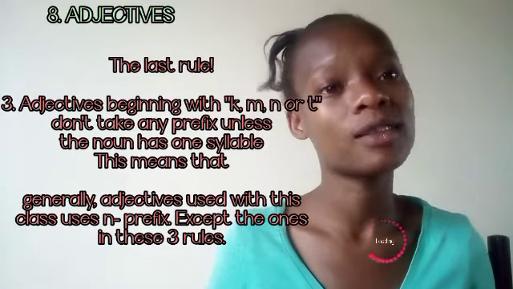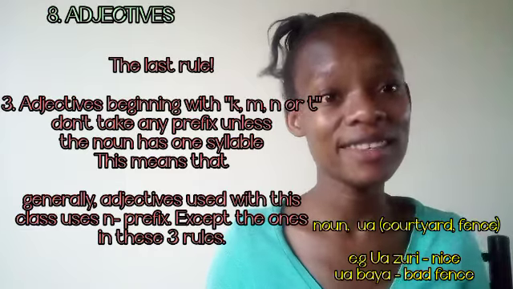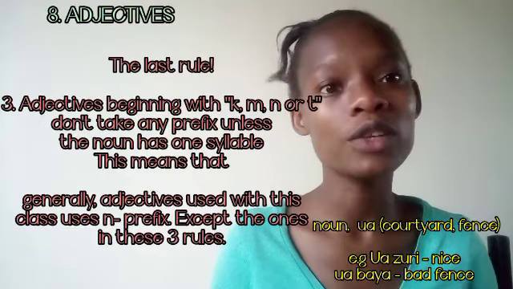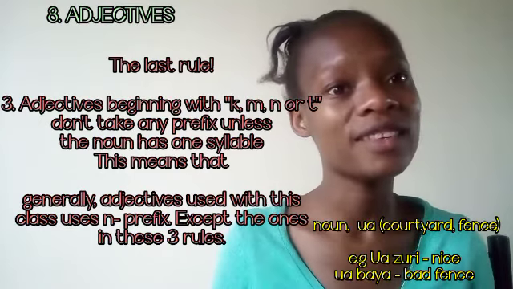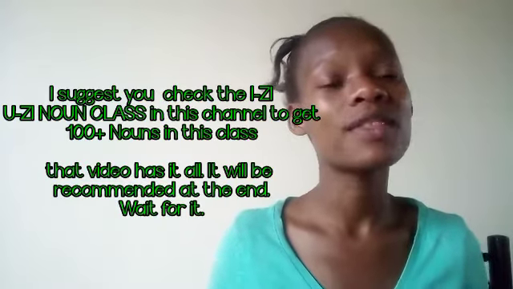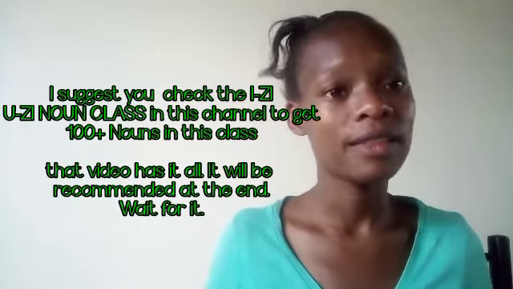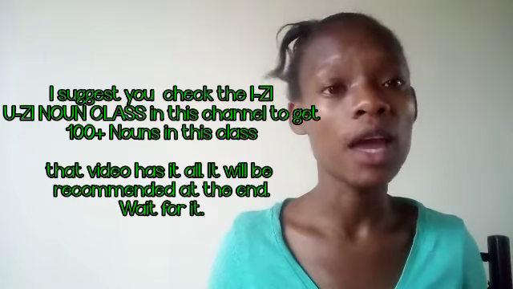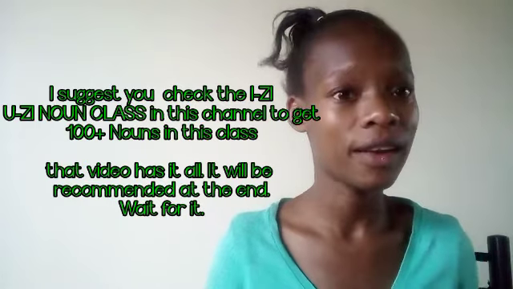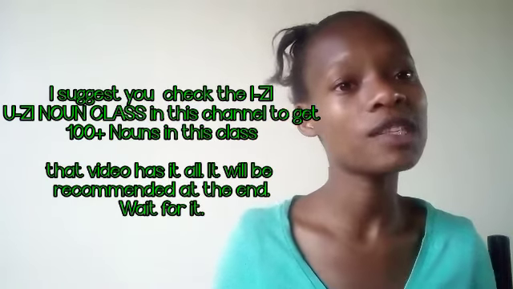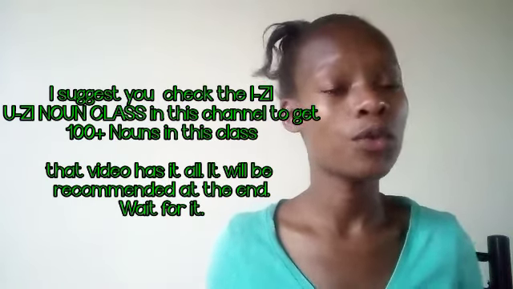Unless the noun has one syllable. So those are the three rules that you need to know about the adjectives. Very easy. And as I said, the rest of the letters that I have not mentioned use the N prefix. For example, nzuri, mvua nzuri, nice rain. From zuri, nzuri, they use the N prefix. But the ones that I have mentioned, make sure you follow the rules.